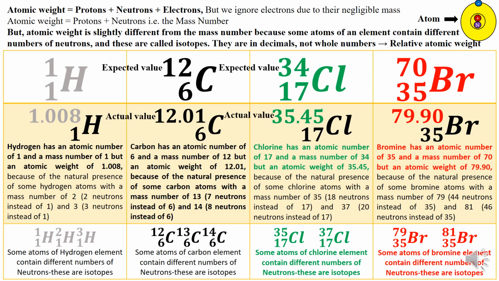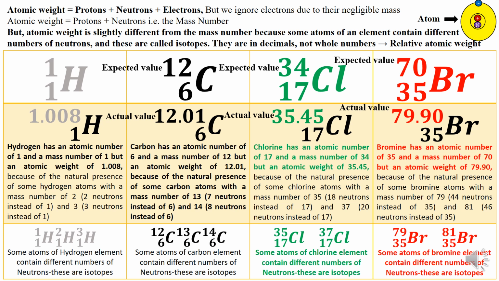And where do you get this 35.45? Because of the natural presence of some chlorine atoms with a mass number of 35 and 37. That is due to variation in the number of neutrons. And likewise, in case of bromine, the expected value as per the theoretical calculation is 70, but the actual value that you find in the periodic table is 79.90. And that is why, once again, due to the natural presence of some bromine atoms with a mass number of 79 and 81. It's again due to variation in the number of neutrons.